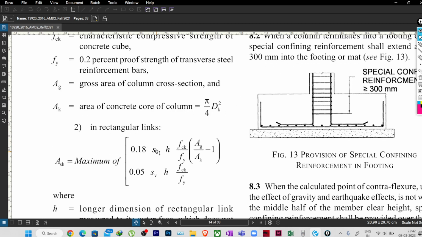So here you can see this is the rectangular one. It says maximum of 0.18 SV into H. Now what is this H? We will discuss. FCK by Fy we understood: compressive strength of concrete, yield strength of steel, gross cross-sectional area of the concrete. AK we will discuss. Same, 0.05 SB H FCK by Fy. So these two formulas we are going to use for the rectangular or square columns. If I discuss this, easily you will understand the spiral or circular one also.